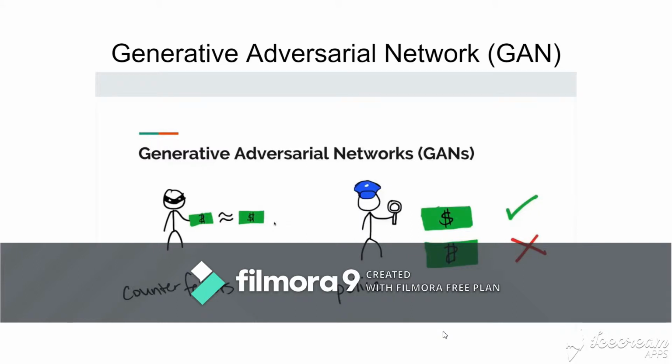So what are GANs? GANs are generative adversarial networks. One of the most popular examples used to explain GANs is that of the counterfeiter and the police. A counterfeiter tries to pass off fake currency to the police as real currency, and the police try to discriminate between fake currency and real currency. So here in the generative adversarial network, the counterfeiter is played by the generator, and the police is the discriminator.